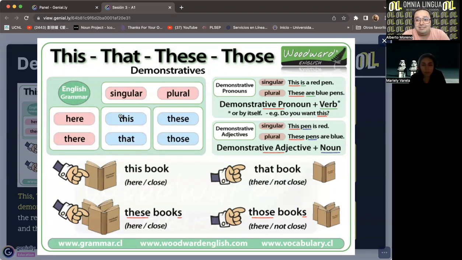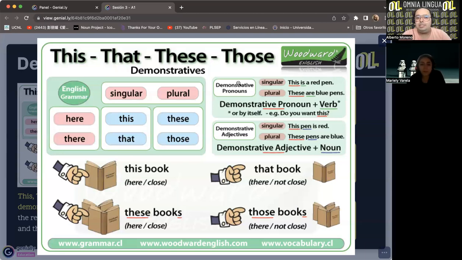After me, this, these. For something that is far from me or the person who speaks, if it is singular, we use that. And for something in plural, which is far from the speaker, we use those, okay? That, those, that's right. So for example, we can say this book or these books, that book, those books, okay?